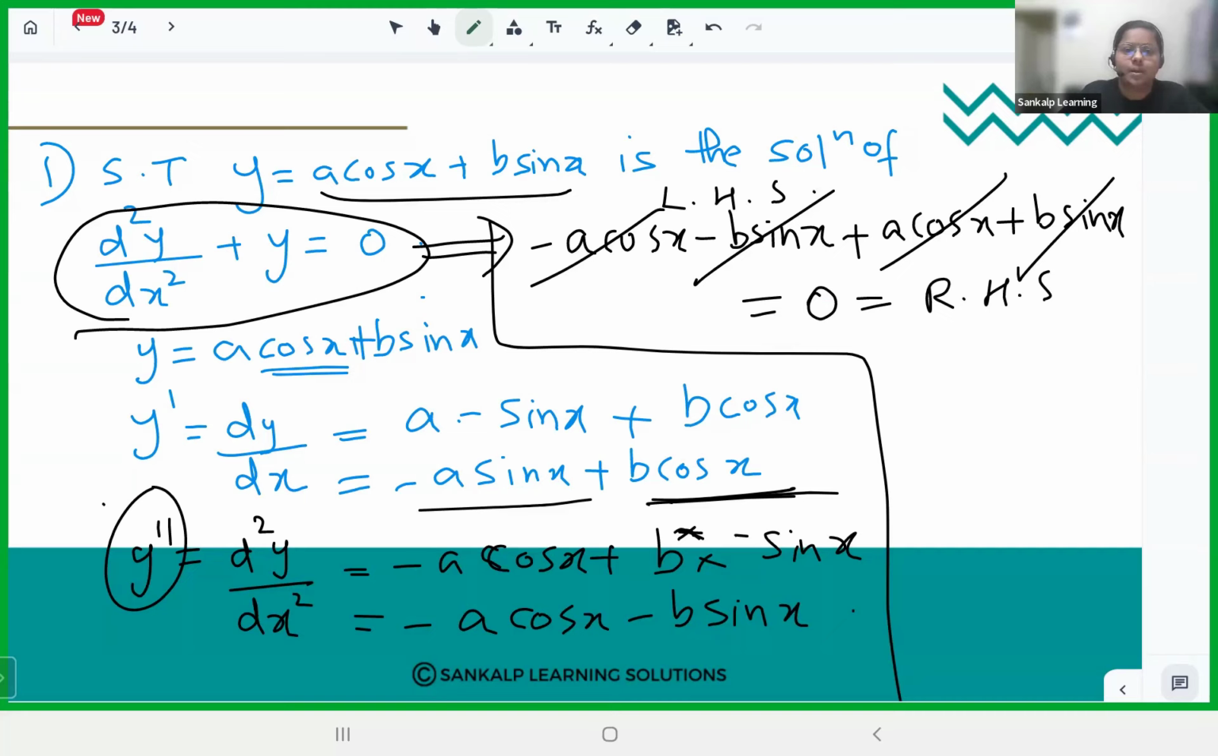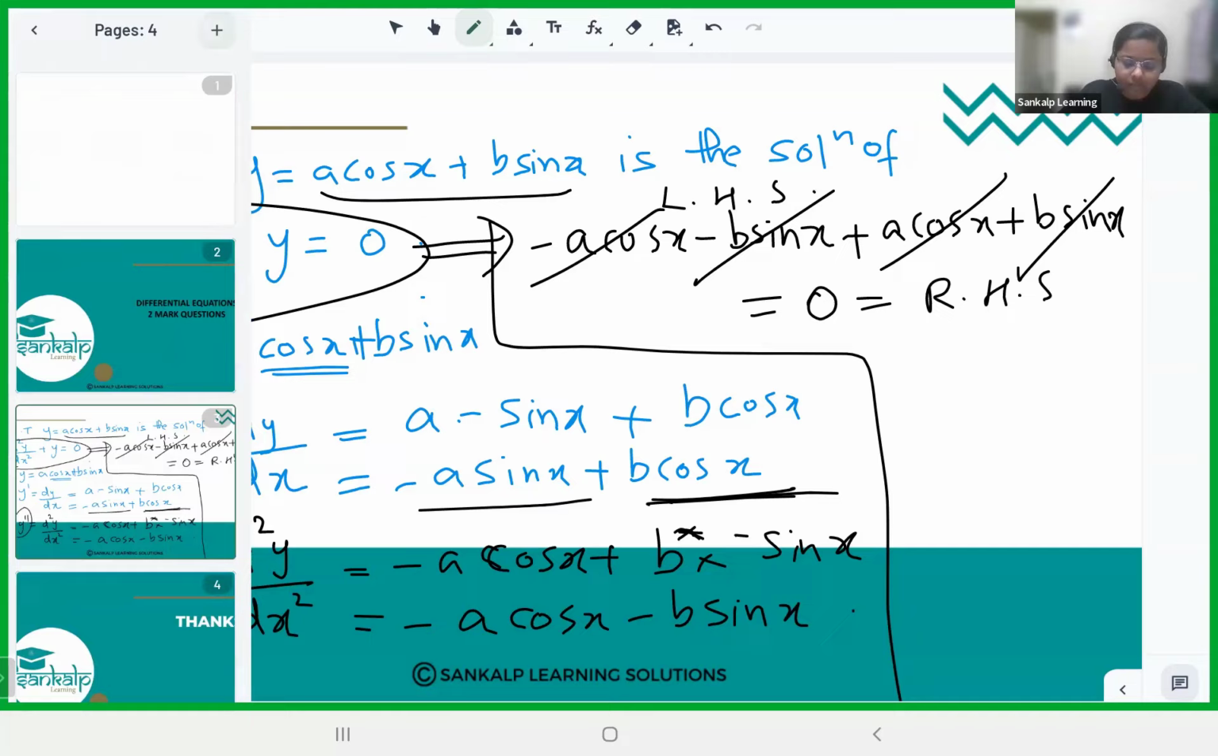If it satisfies that particular differential equation, we can say that it is the solution of that particular differential equation. So y equal to a cos x plus b sin x is a solution of the given differential equation. You have to conclude it like that, right?